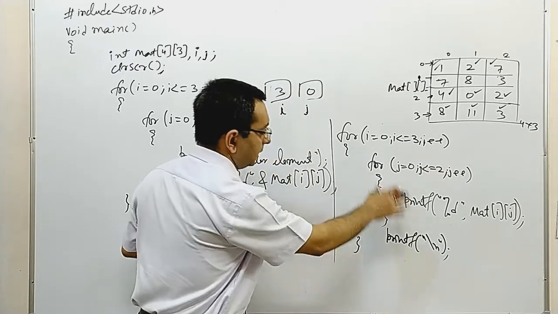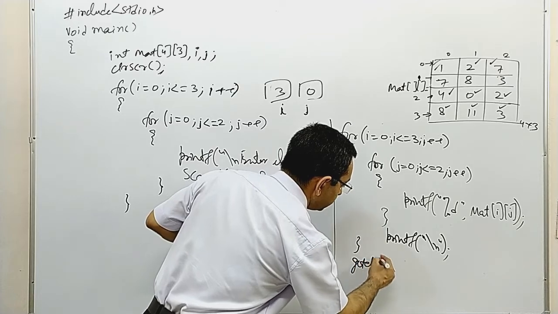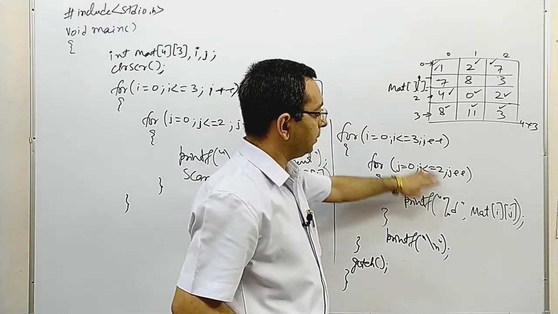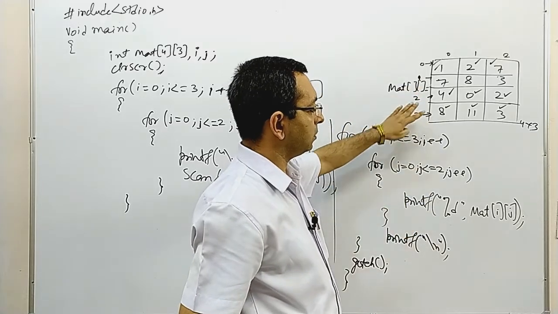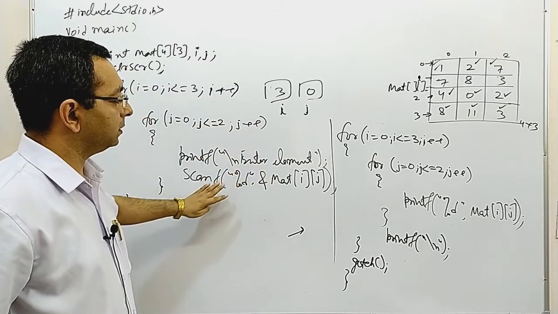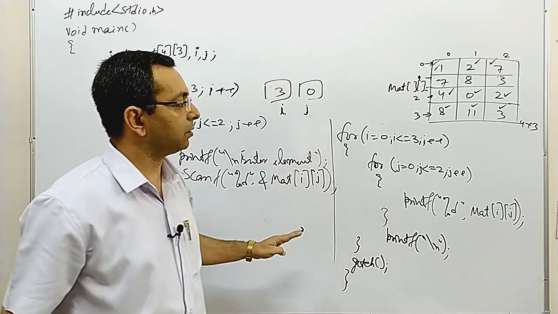So after this, we are closing the for loop and writing getch and this brace. So this will print the entire matrix of order 4 by 3, and we have taken this as input and printed here. So I hope this concept is now clear to you.